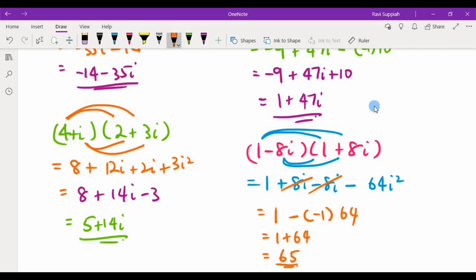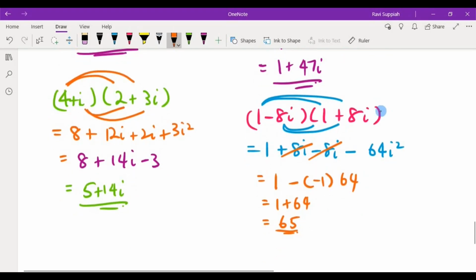Okay, and when you multiply two complex numbers together, where one is the complex conjugate of the other, the result, as you can see, is just a real number. There is no imaginary part to this. Okay, and this is an interesting and important technique that you will actually be using in the next part, which is division. Okay, so let's move on to division.